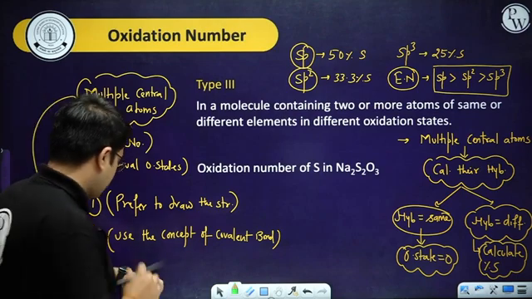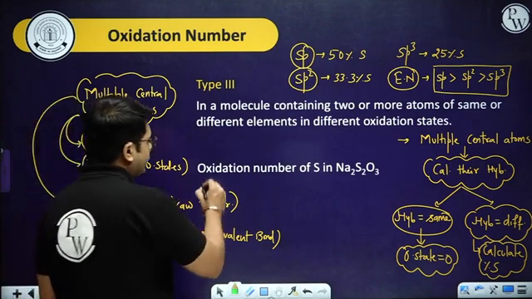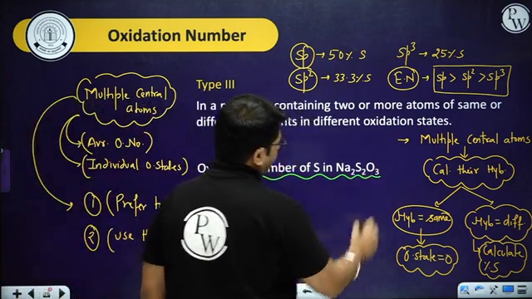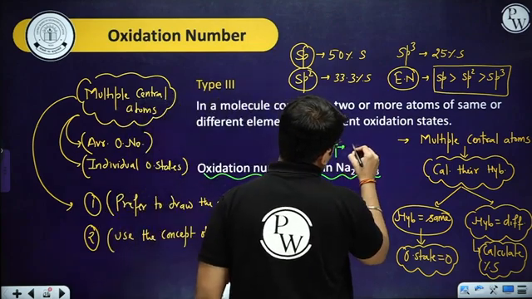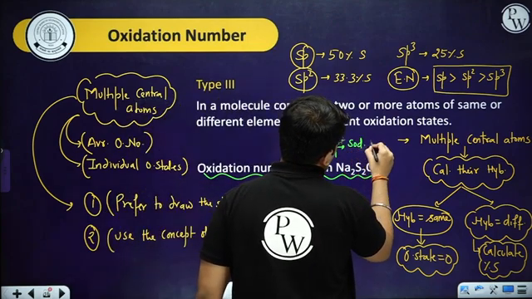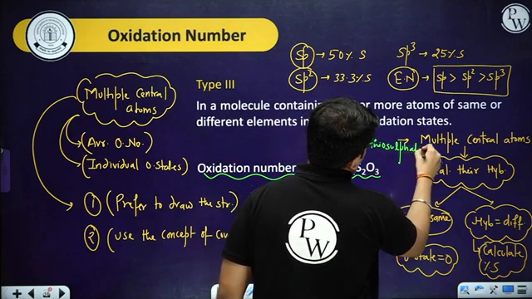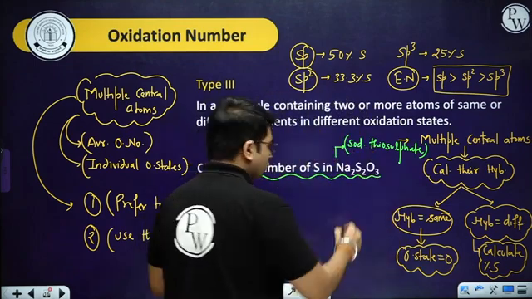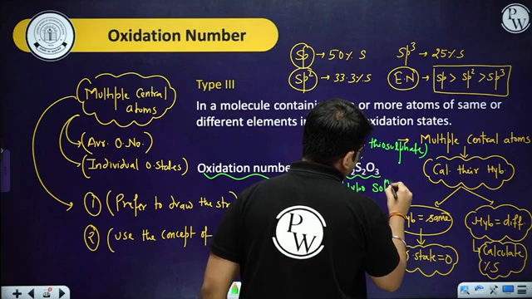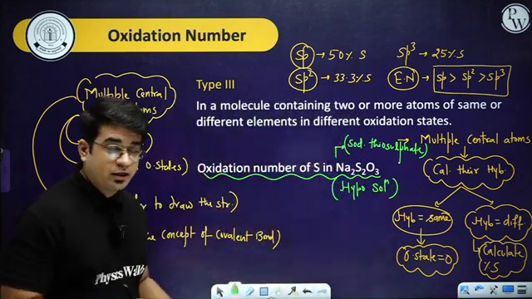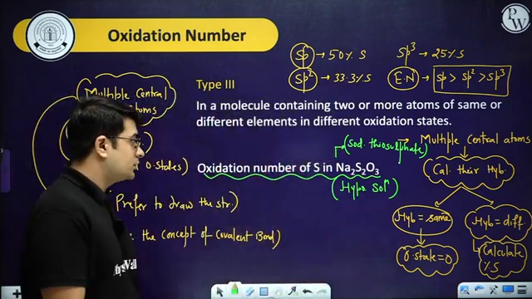Okay. Now the next part is very easy. If I want to calculate the oxidation number of sulfur in Na2S2O3. What is Na2S2O3? It is basically known as sodium thiosulfate, or also known as hypo solution. In titration, hypo solution is generally used. We are going to use this in this chapter only, hypo solution, in iodometry and iodimetry. Okay. So this is hypo solution.